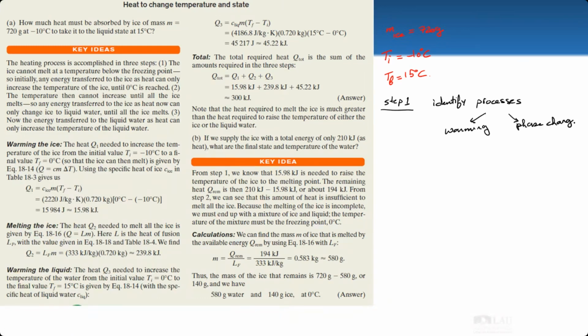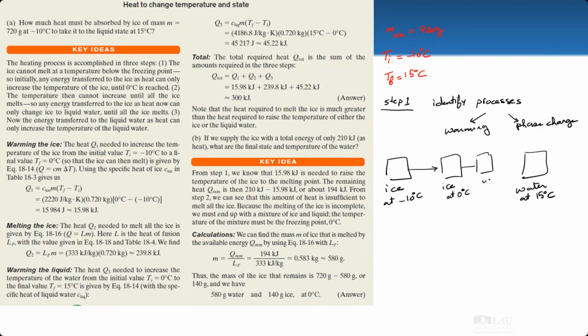So identify what's happening. Initially, I had ice at minus 10 degrees Celsius. And finally, my final mixture should be water at 15 degrees Celsius. To go from ice at minus 10 to water at 15, I will need to warm up the ice until it reaches its maximum possible temperature, which is at 0 degrees Celsius. At 0, it will turn into water at 0 degrees Celsius.